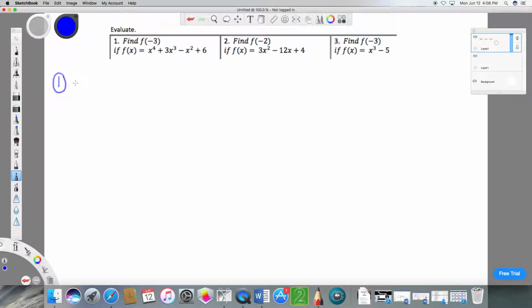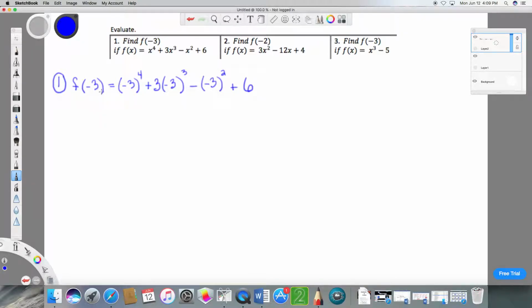they want us to evaluate this function at -3. That is, to find the output, to find the y coordinate associated with -3. That means that we simply replace x with -3. This first term is x to the fourth, so now it's -3 to the fourth power. The second term is 3 times x cubed. It's now 3 times -3 to the third power, minus x squared. But x squared, replace it with -3, and then add 6.